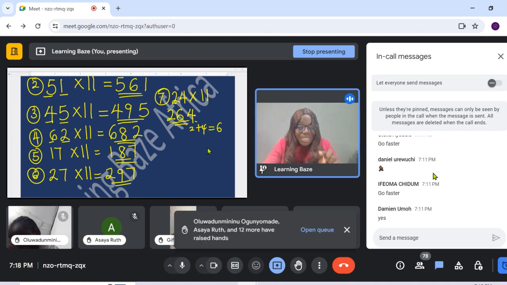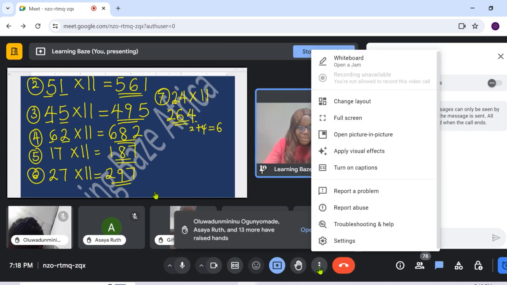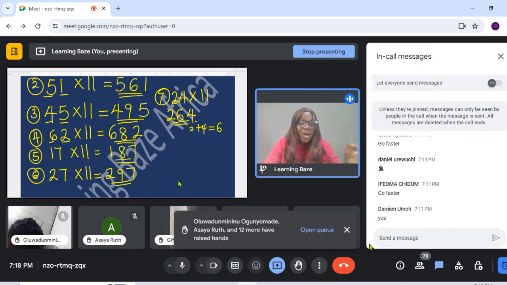You're going to see the 3 dots, 1, 2, 3. It is beside the red call button in this class. Click on the 3 dots, then click on in-call messages. I have this on my screen right now. Click on in-call messages, then you'll be able to type and post.